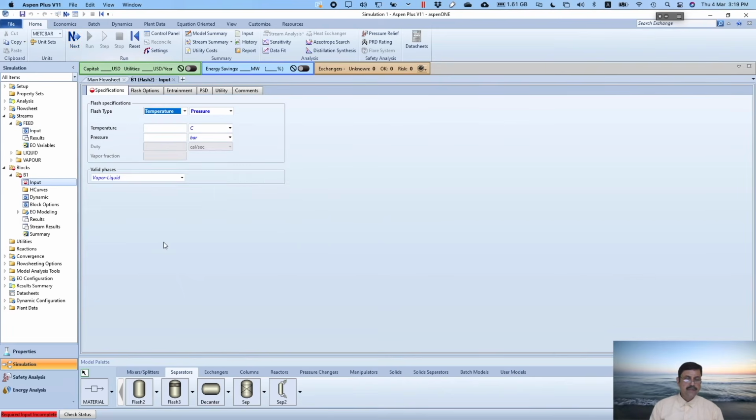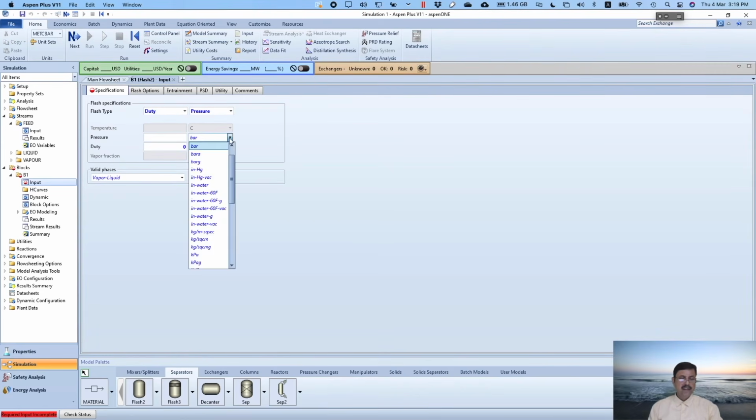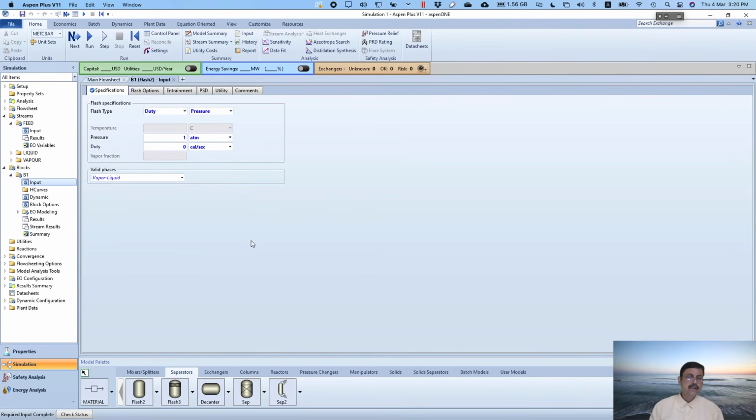We have to give the flash option. Let us say heat duty is 0 and the flash pressure, again it is 1 atmosphere. Now all the block parameters are set. Run it. Yes. Now the stream results are available.